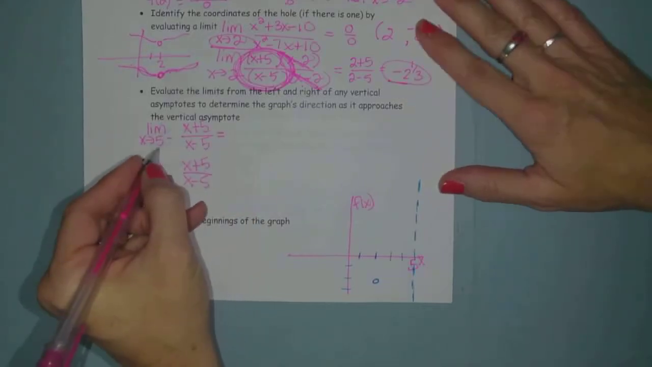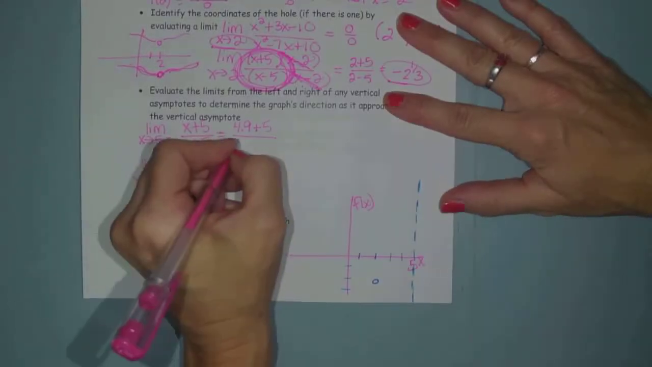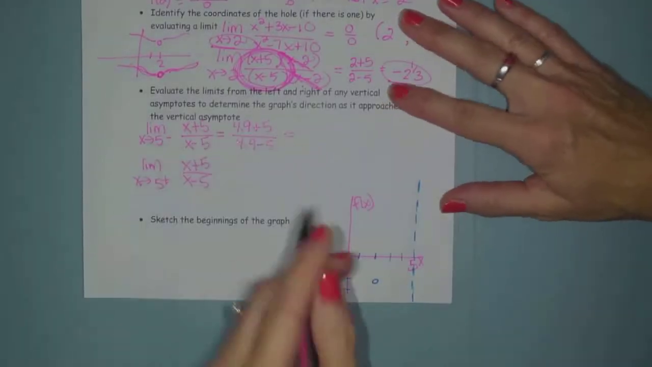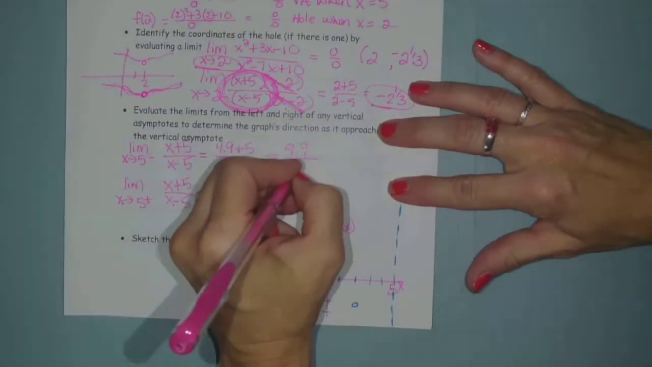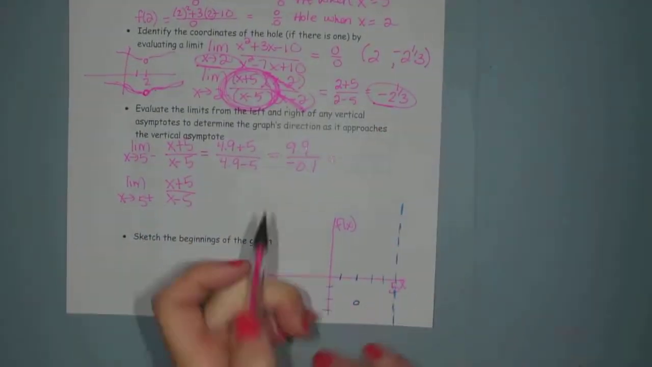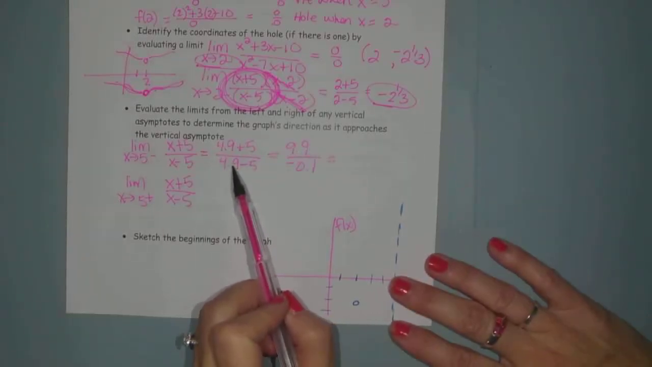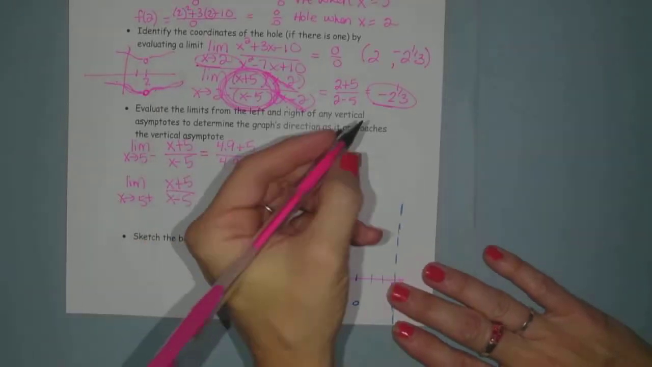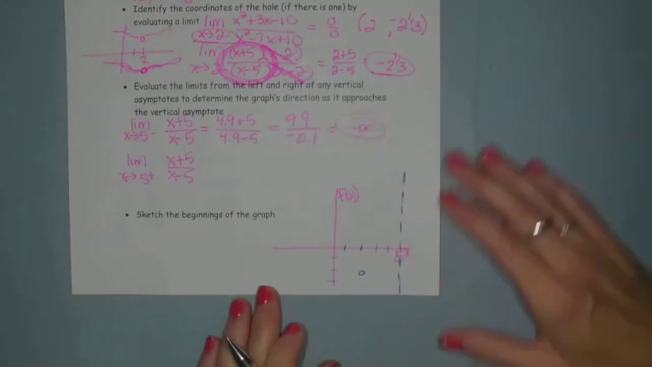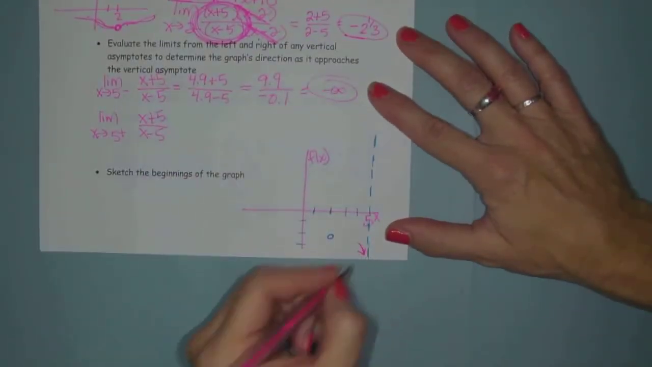Okay, 5 from the left. Let's put in 4.9. 4.9 plus 5 over 4.9 minus 5 is going to give me 9.9 over negative 0.1. So that's negative 99. Now, as I add 9s to my 4.9, this is going to get smaller and smaller and smaller, making this larger and larger and larger in the negative direction. So I'm going to go ahead with negative infinity. So as I come into 5 from the left, down, down, down I go.